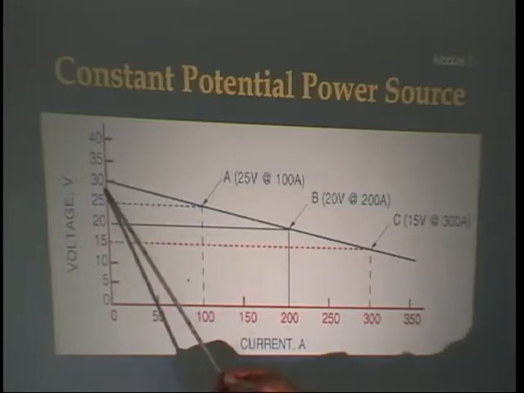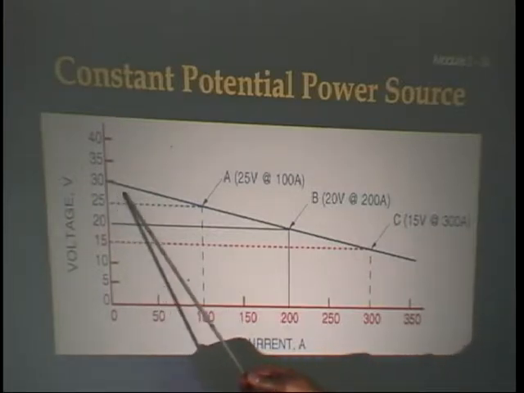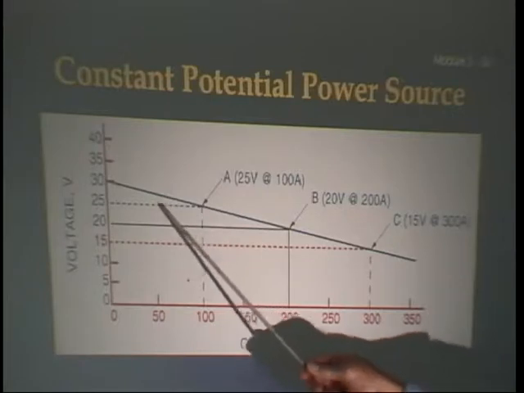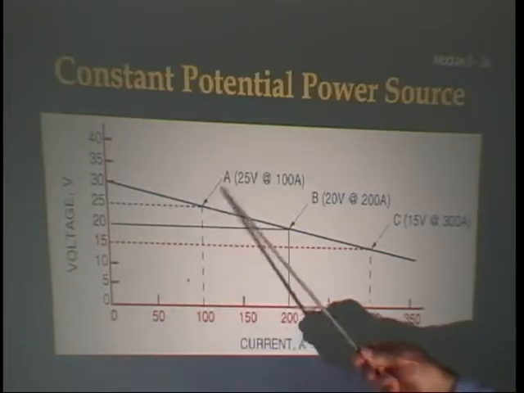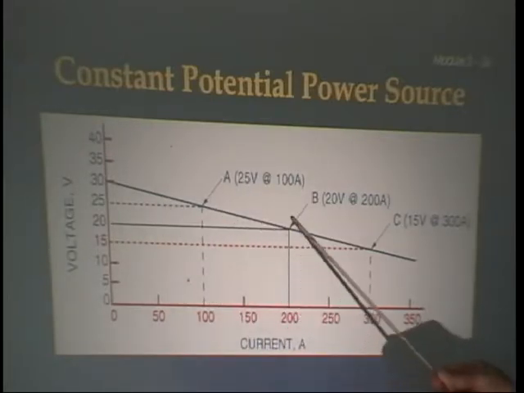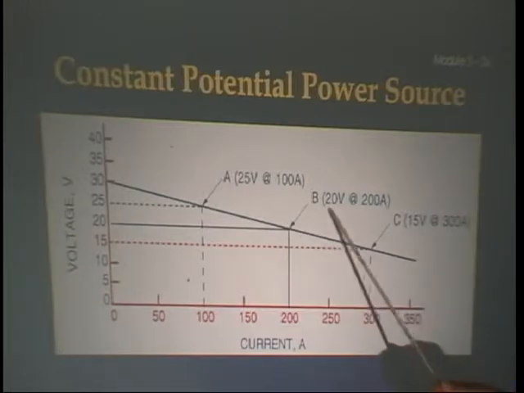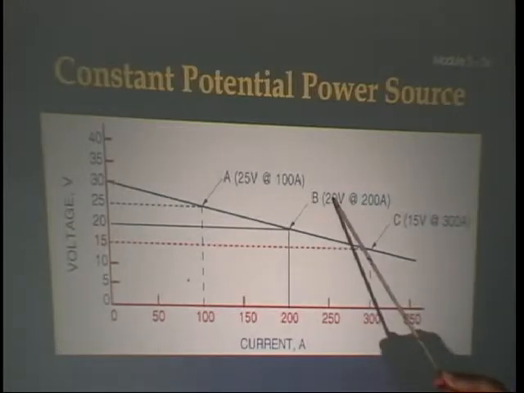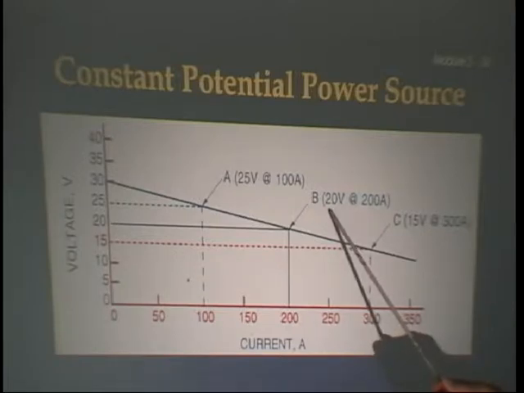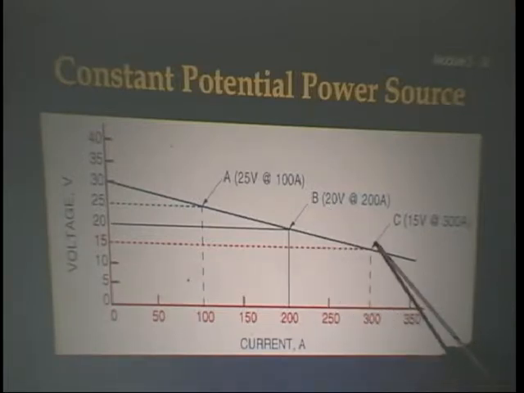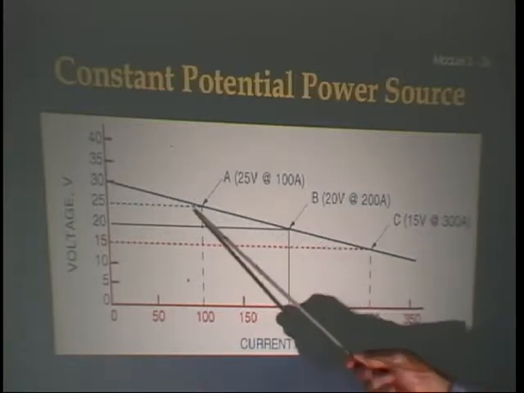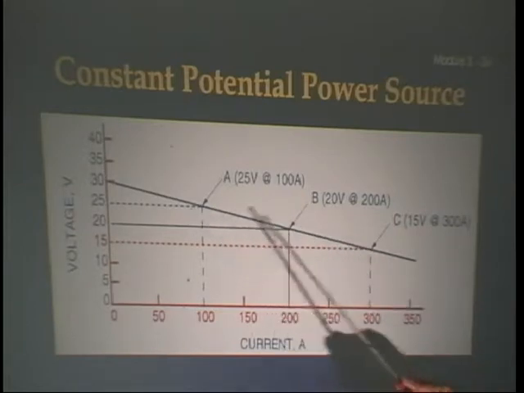So here you can see we start out at 30 volts, and at 100 amps, it's dropped down to 25 volts. But then at 200 amps, we've only lost 5 volts of power. Only 5 volts of power. You've got just about that much in your flashlight. Then at 300 amps, you've only dropped down to 15 volts. So you can see there's only a 10 volt difference between 100 amps and 300 amps.